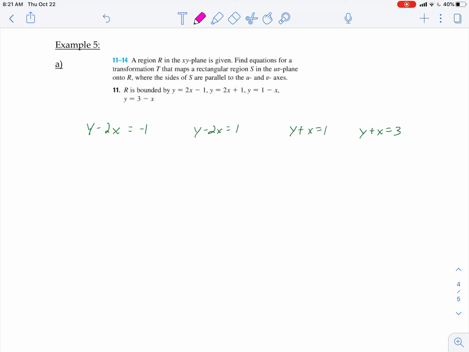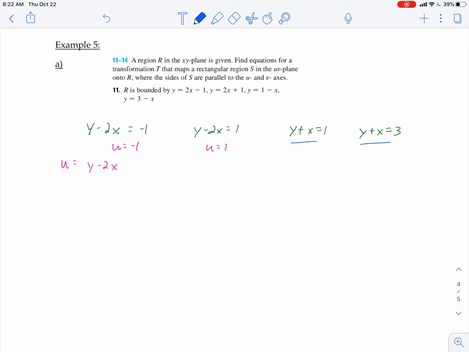So y minus 2x equals negative 1. Since they're both y minus 2x, let's say u is y minus 2x. So u is equal to y minus 2x. When we substitute in, we're going to get u equals negative 1 and u equals 1. So u is going to be between negative 1 and 1. That's why we chose u equal to y minus 2x.